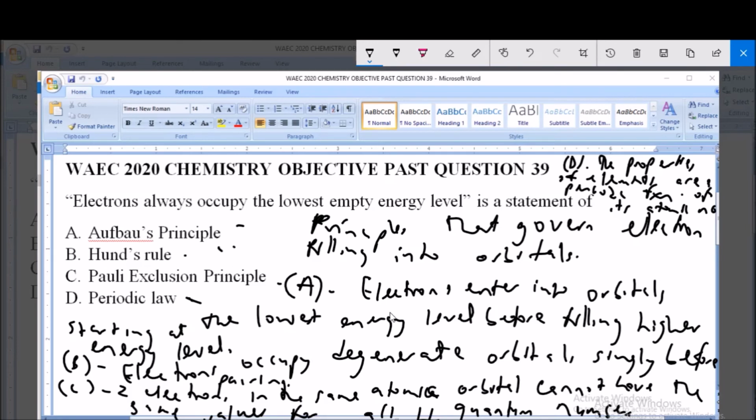So from the rules, principles and law we have stated, option A, which is Aufbau's principle, explicitly states that electrons will first enter orbitals starting with the orbitals of the lowest energy level before filling higher ones. And our question says electrons always occupy what? The lowest empty energy level. So that statement is contained in Aufbau's principle. So option A, which is Aufbau's principle, is the correct answer to this question.